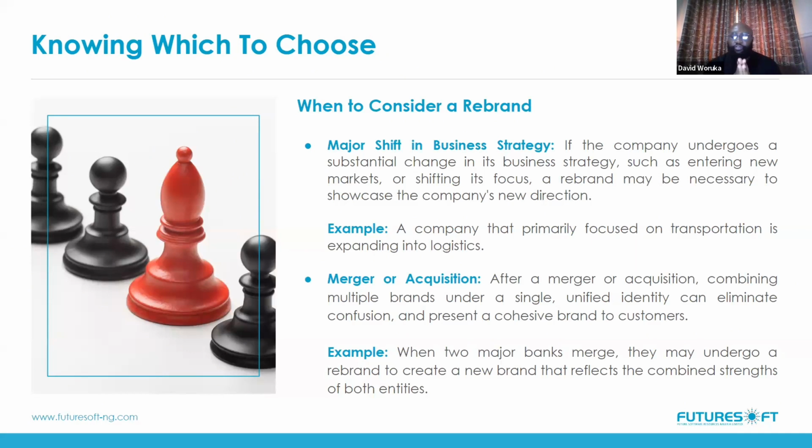Then we talk about a merger and acquisition. If a company is acquired by another or there's a merger, having both companies in a unified brand identity can always help eliminate any confusion the customers may have. And of course, it will present a more cohesive brand to the customers. An example would be two banks merging. They may undergo a rebrand to create a new one that reflects the combined strengths of both. We all knew when Access Bank and Diamond merged. I don't know if it was an acquisition or a merger, but we could see the reflection of how elements from Diamond Bank and elements of Access Bank are now bunched into one. But let's leave the matter of execution of that for another day. That's just an example of what an acquisition could do.